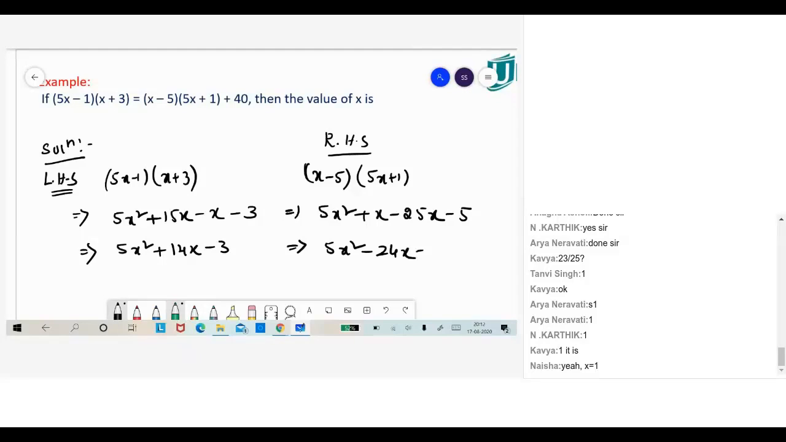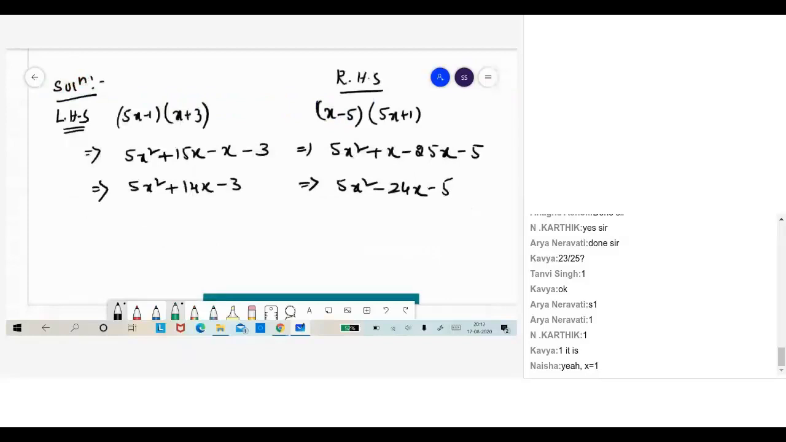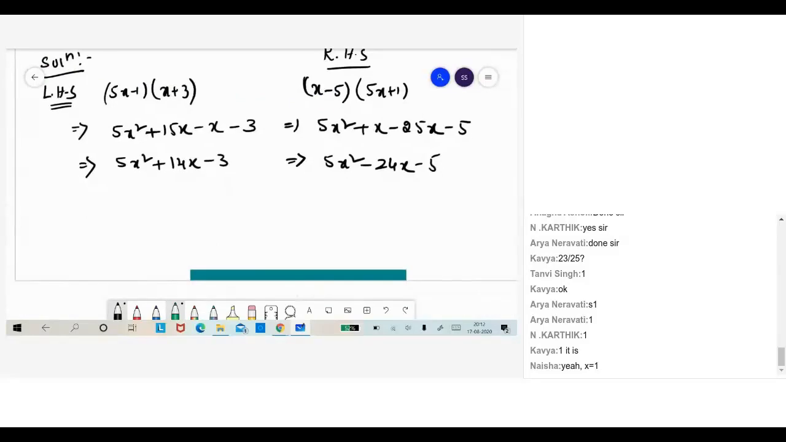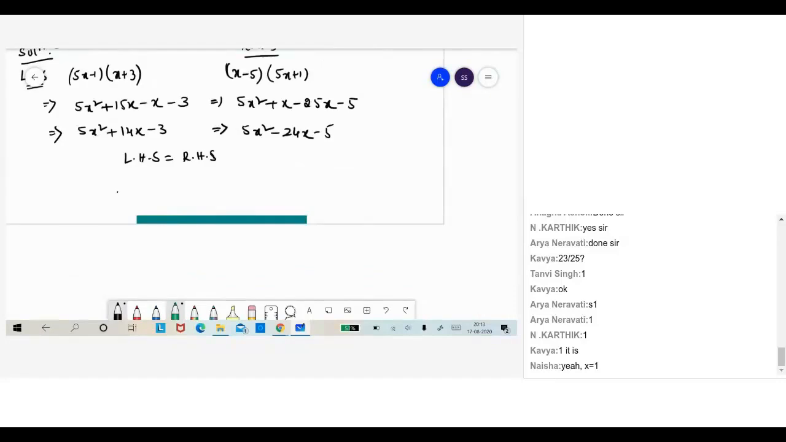Now you have LHS, you have RHS. Let's equate LHS is equal to RHS, that is what is given. You have 5x square plus 14x minus 3 equal to 5x square minus 24x minus 5. Clearly, on both sides, I can cancel out 5x square now.